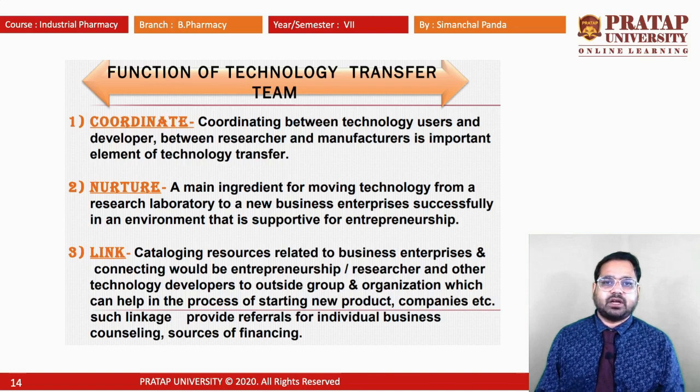There are different functions of the technology transfer team. First, we can go for coordinate, nurture and link. Coordinate is nothing but coordination between the technology user and the developer. Between researcher and manufacturer is also an important element of technology transfer. As I told, the idea is implemented in different universities and research and development work areas, it has to come to the industry for manufacturing, then go for marketing, and finally the acceptance of the consumer is most important. So coordination among all those units is quite essential for the transfer of technology.